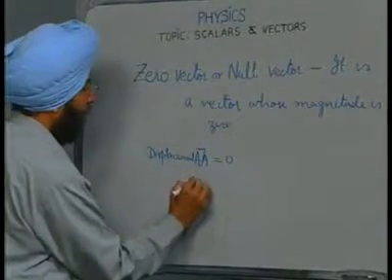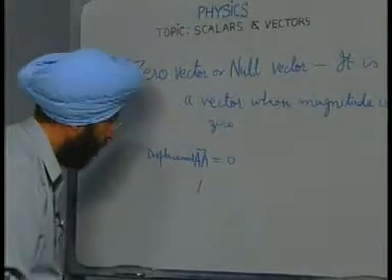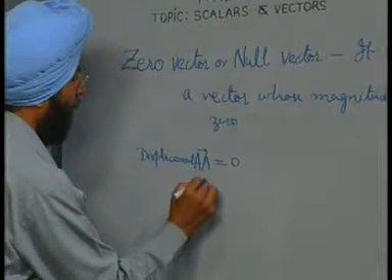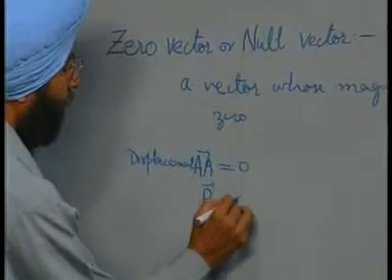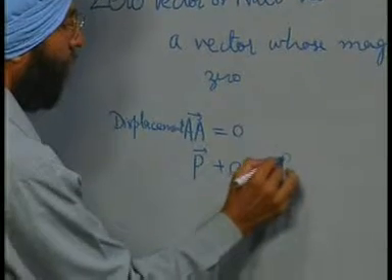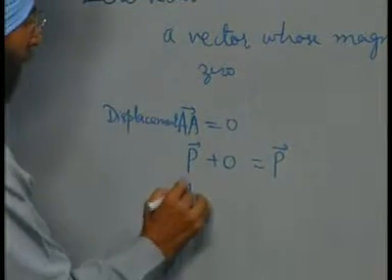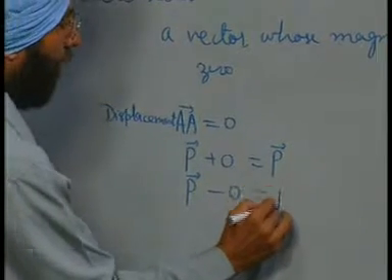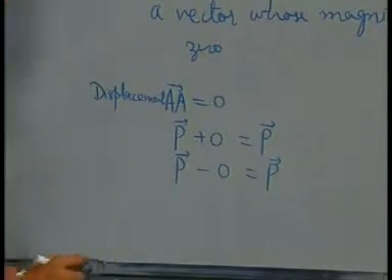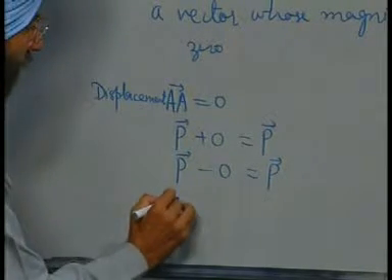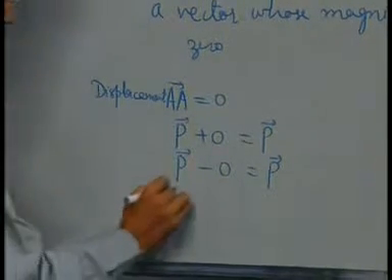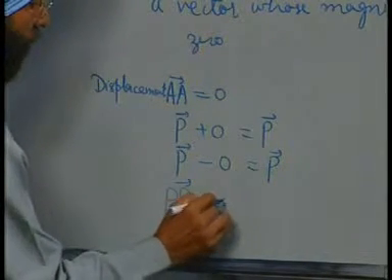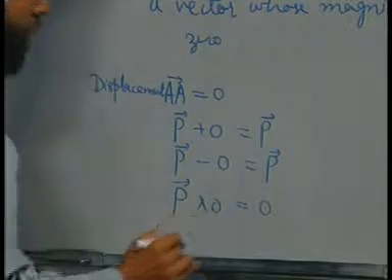If we have a vector, say P, P vector plus 0 vector is P vector, P vector minus 0 vector is again P vector. We will learn later on, if we multiply P vector with scalar 0, then we get a 0 vector.